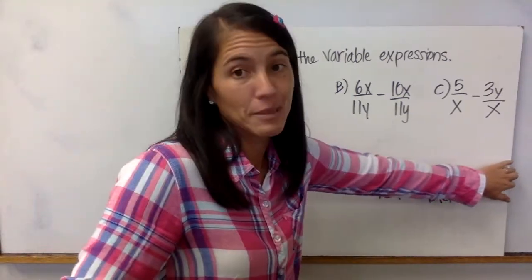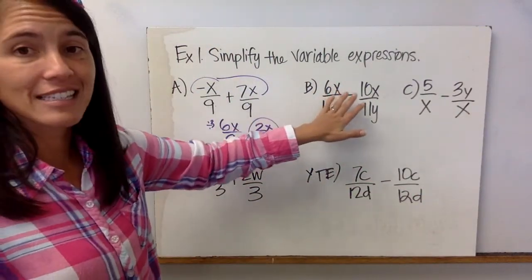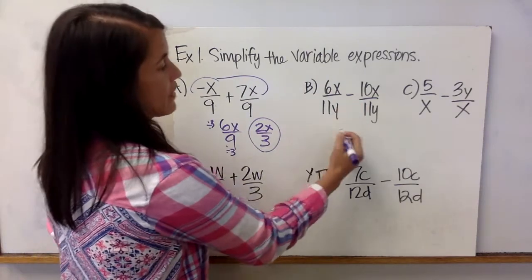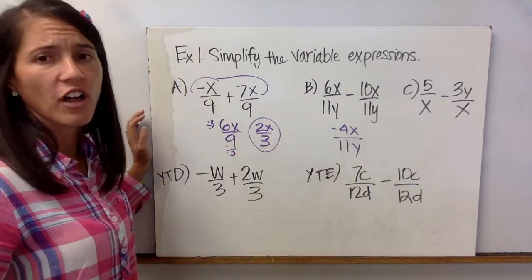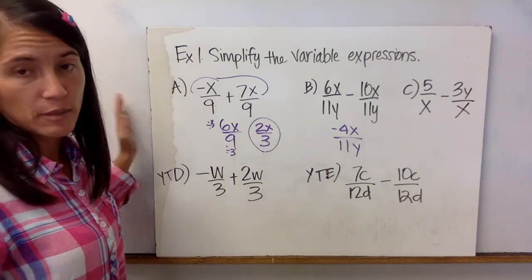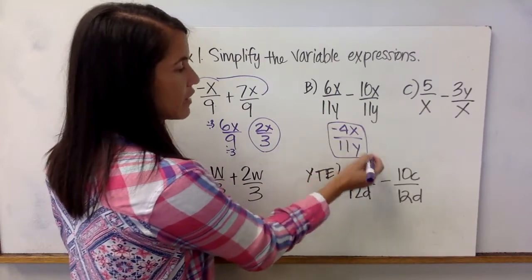Problem B is going to be similar to that. I already have a common denominator, so I'm going to simplify the top: 6x minus 10x, and that's negative 4x over 11y. Now, 4 and 11 is already simplified. You cannot simplify 4 11ths anymore, so that would be your final answer.